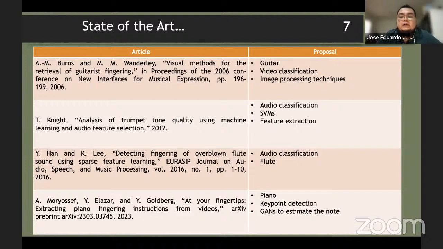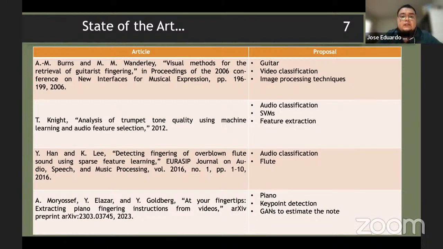They use video classification. They use all the frames of the video and use image processing techniques to segment the fingers of the player, and then use traditional algorithms such as support vector machines and logistic regression to perform the classification of these cues.